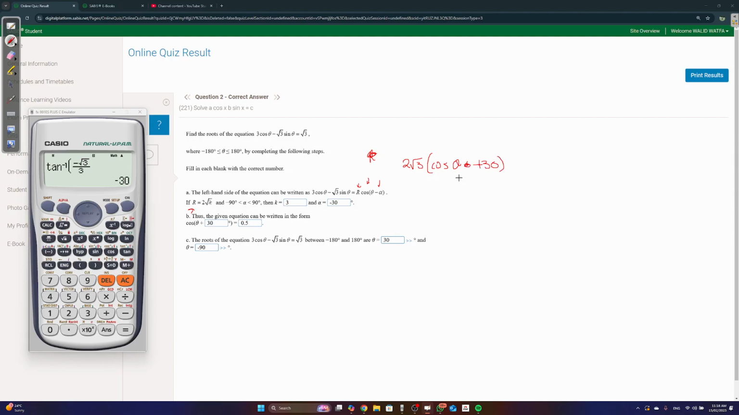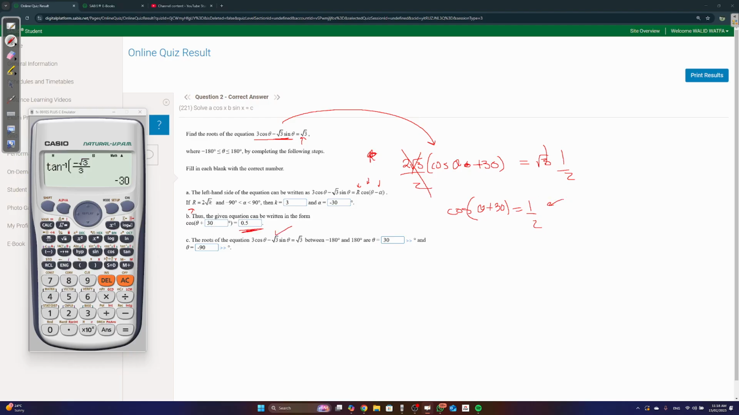So the given equation can be written in the form 2 root 3 cosine theta plus 30 is equal to what? Root 3, right? So fully when you do it, it's gonna look like this. You can cancel root 3. You're gonna get 2 cosine theta plus 30 is equal to now 1, right? After I divide by root 3. Now if you divide by 2, you're gonna get cosine theta plus 30 is equal to half, right? And half is just 0.5.